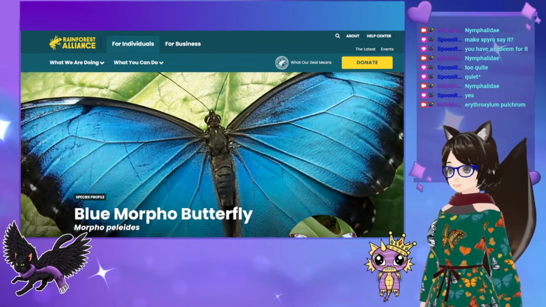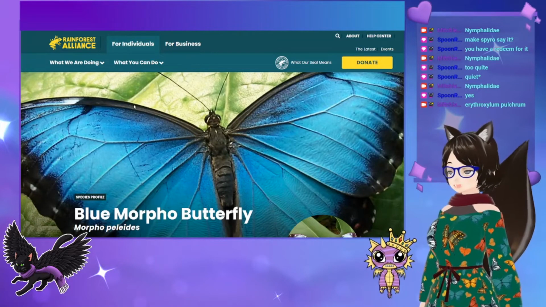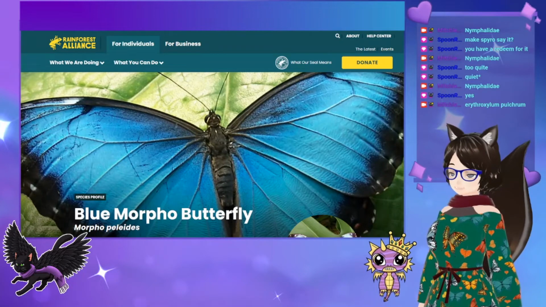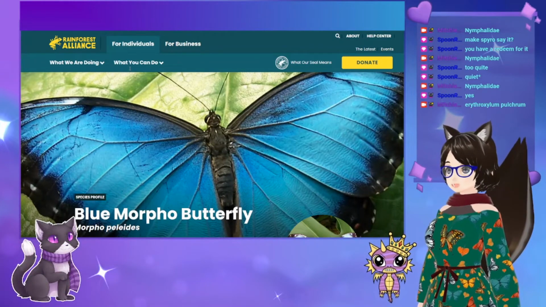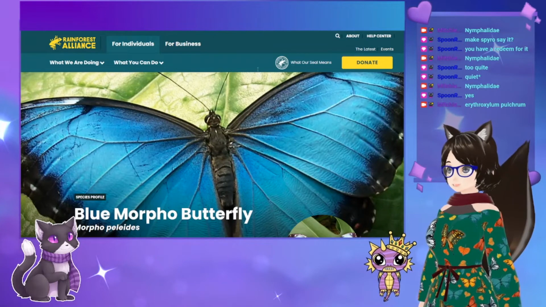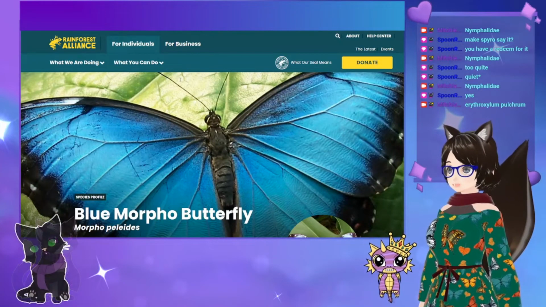The blue morpho's entire lifespan lasts only about 115 days, which means most of their time is spent eating and reproducing. And diet. The underside of the morpho's wings is a dull brown color with many eye spots, providing camouflage against predators such as birds and insects when its wings are closed.